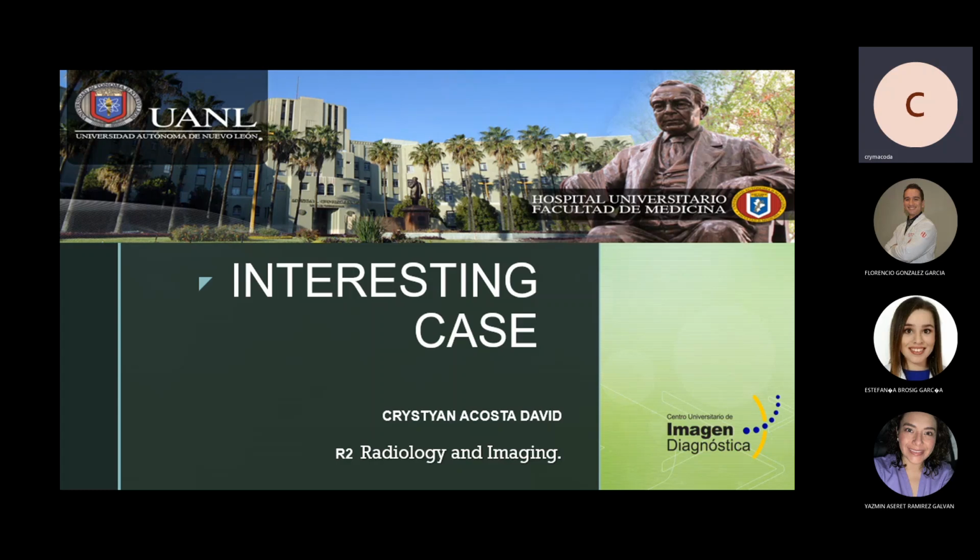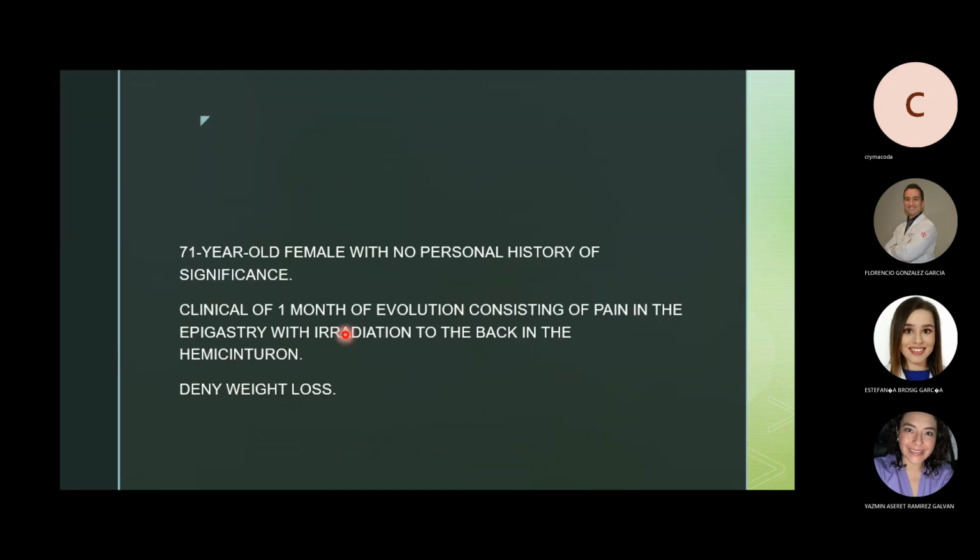This is my interesting case. A woman of 71 years old without personal history of significance. She began her condition 1 month ago, presenting abdominal pain in the epigastrium with irradiation to the back in the center. At night, weight loss.